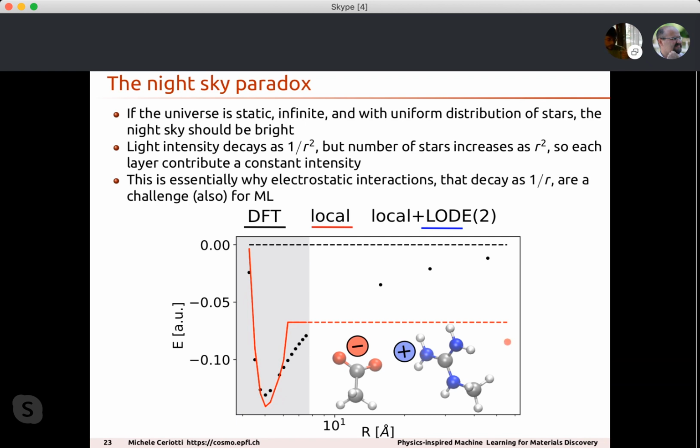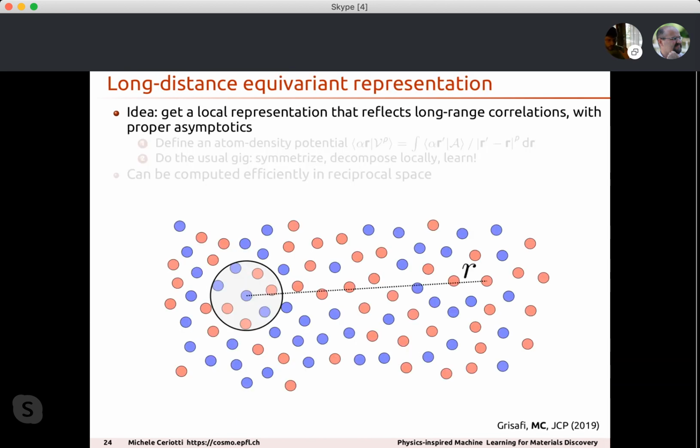So you might say, okay, I can increase the cutoff distance, but we know, based on the plot I showed you before, that increasing the cutoff distance makes machine learning less efficient because the building blocks become more and more complex. So the idea that we had was to use building blocks that are still local, but reflect long-range correlations with the correct asymptotic behavior.